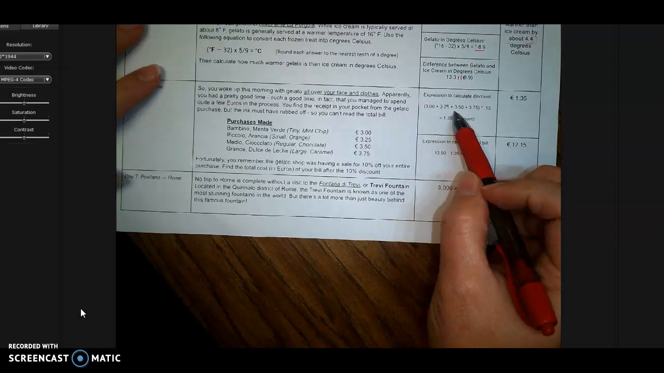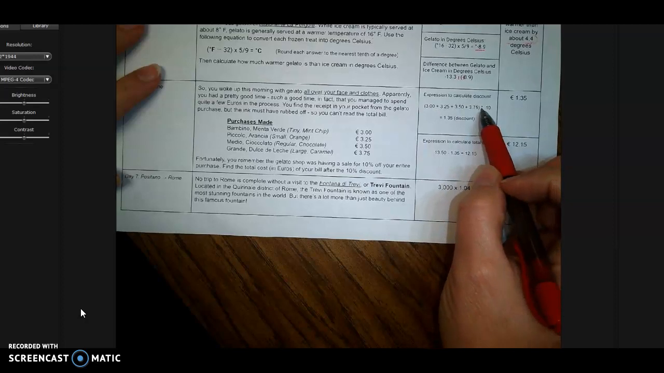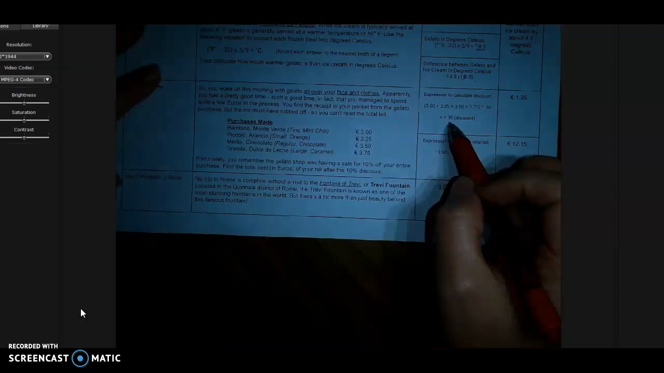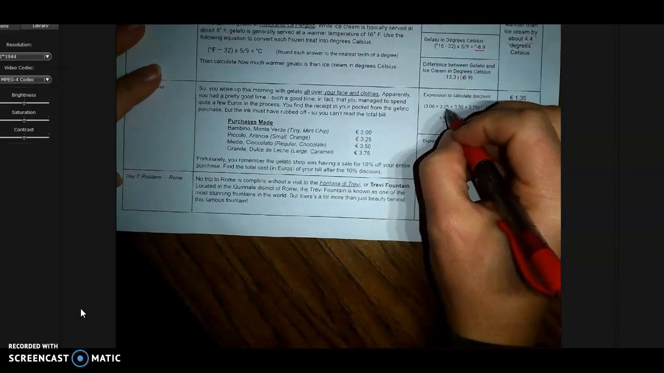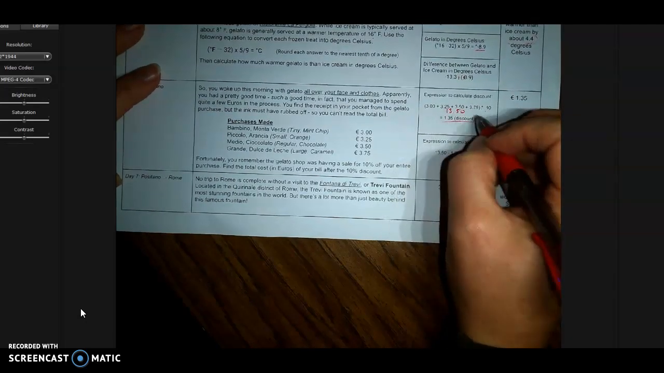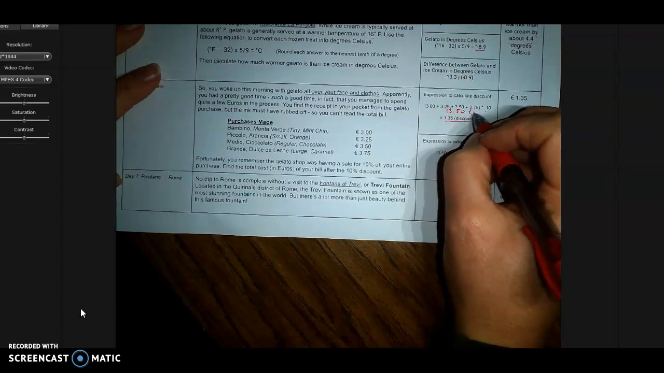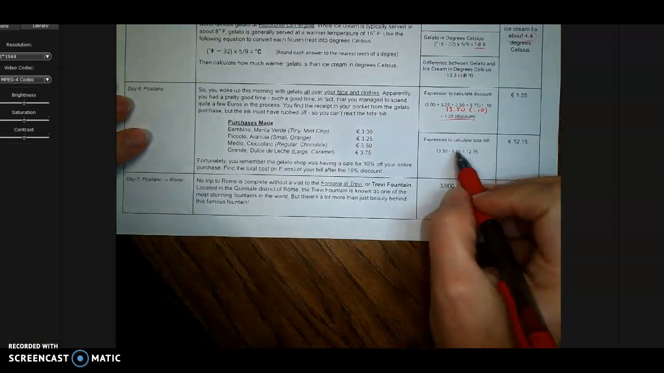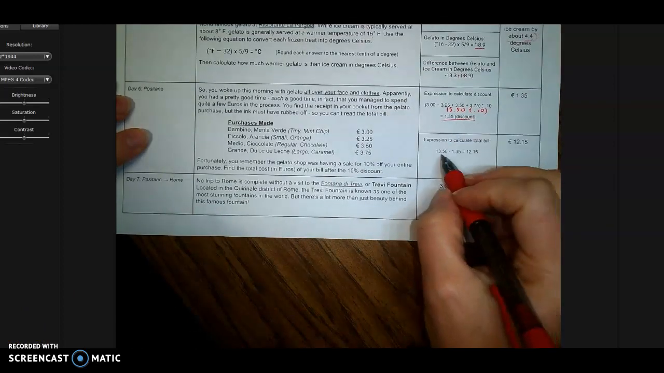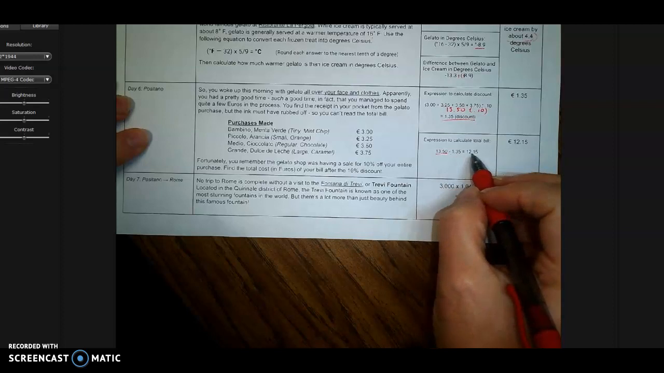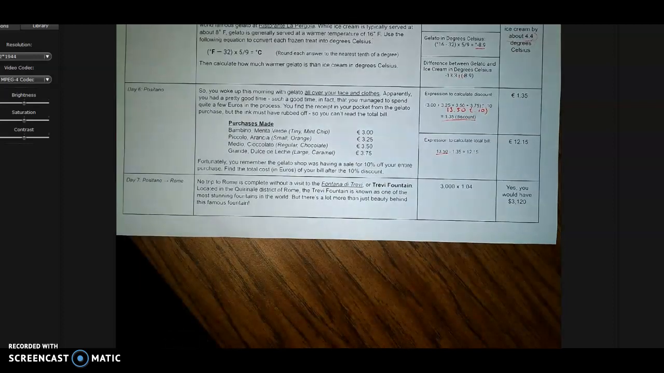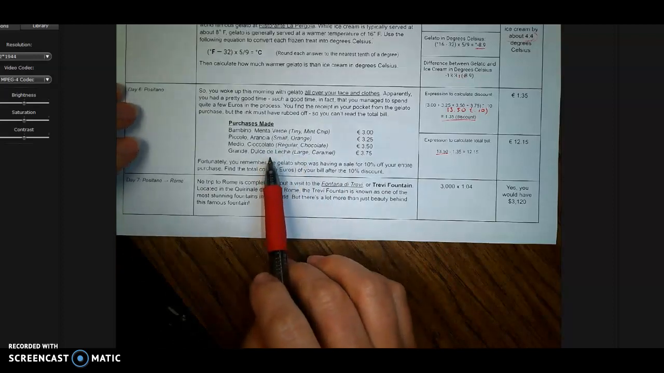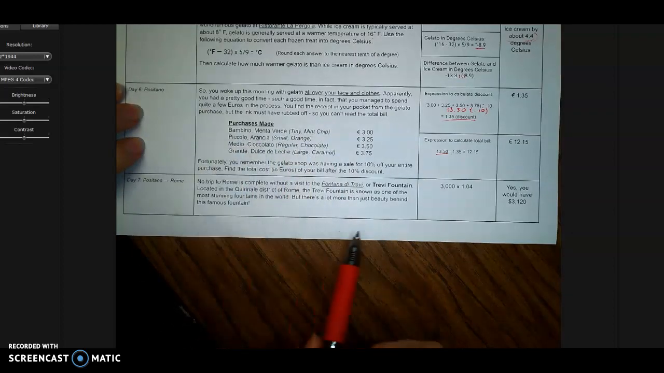So first I have to add them all up, and then I multiply it times 0.10 or 10%, and I find out that it was a $1.35 discount, which means that my total bill was $13.50 times 10%. Now when I go to calculate my total bill, that's how much the original bill was, and then there's my discount. So I end up only paying $12.15 at the gelato shop for all the different flavors that I got there. Mint chip would totally be my favorite.